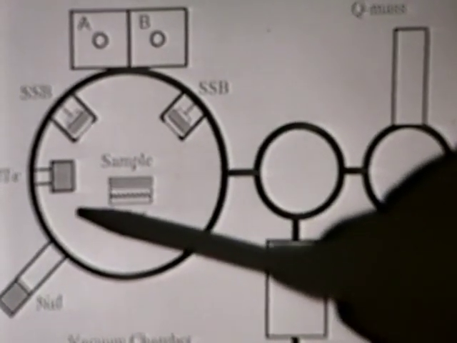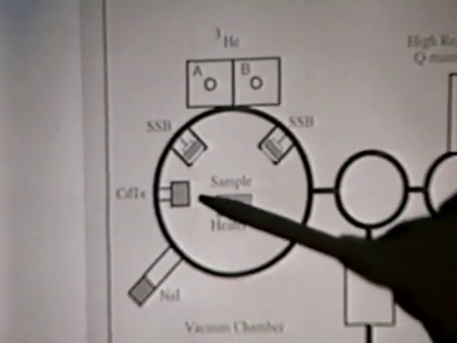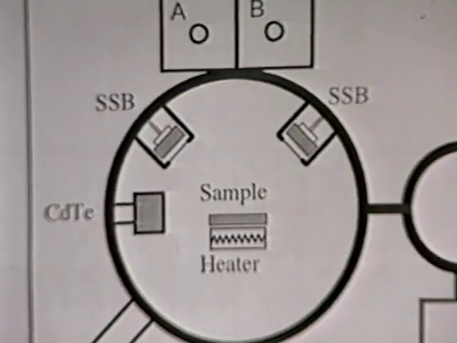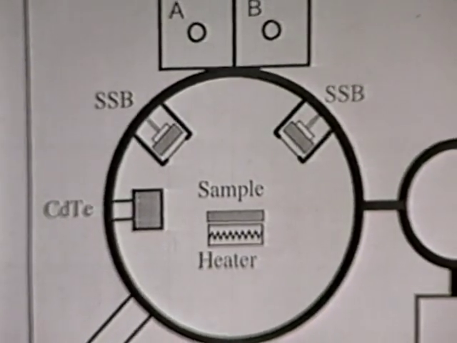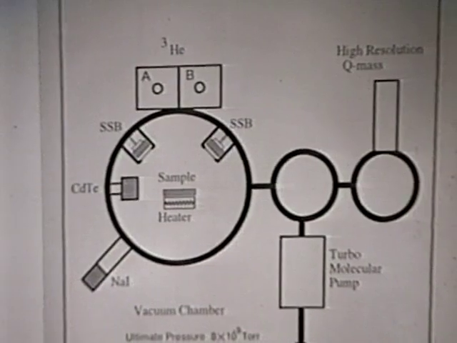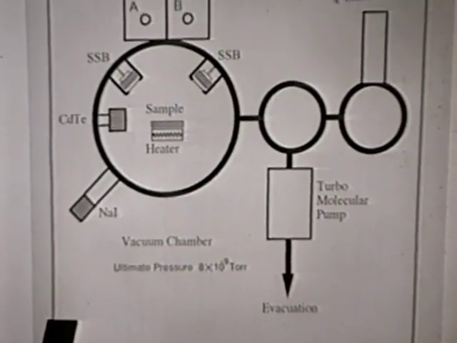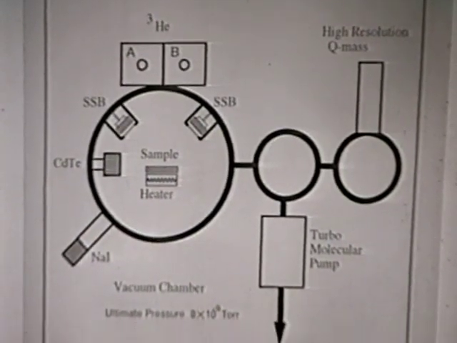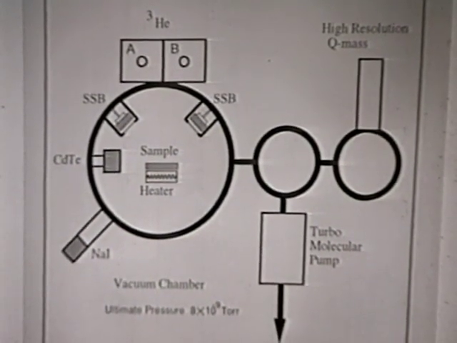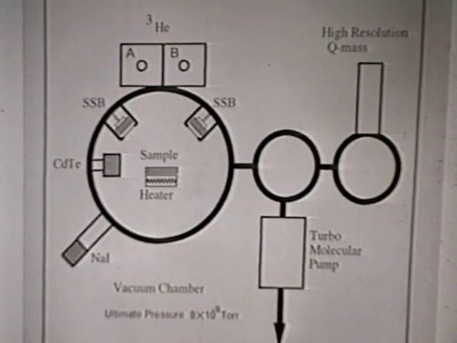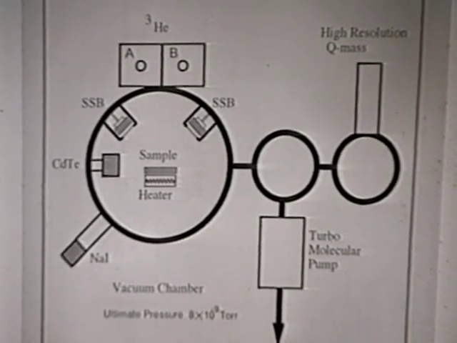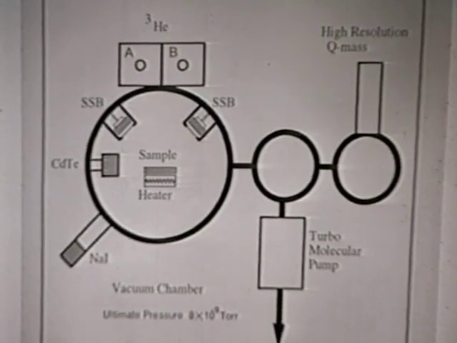Cadmium telluride and NaI detectors are applied to X-ray and gamma-ray spectroscopy, respectively. A quadrupole mass spectrometer is used for gas analysis. And all nuclear measurement systems are electrically isolated from the other devices by using a stabilized power source.